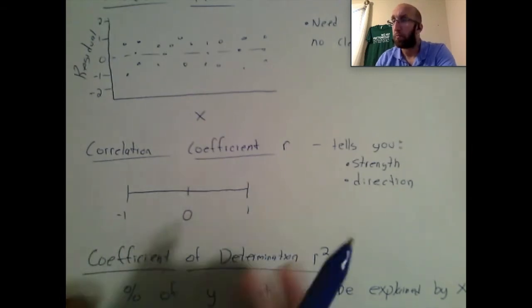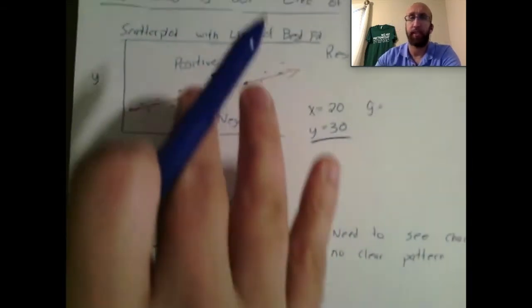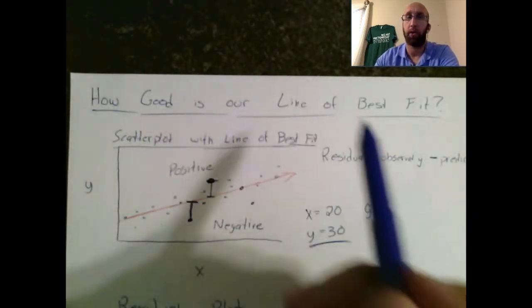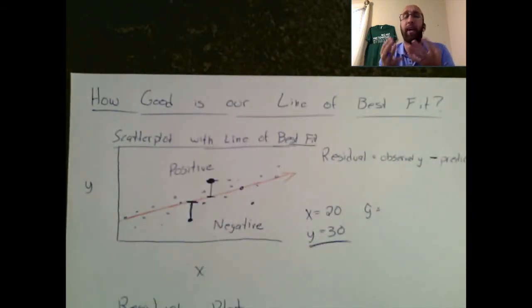Okay, so all three of these together are going to help you answer the question: how good is our line of best fit, or is even a line appropriate for our scatter plot? So there's three things you want to check. One thing you want to check is, as I have that scatter plot, does it look like it is a line? Okay, so just look at your scatter plot. Does it look linear? That's the first thing I would check.